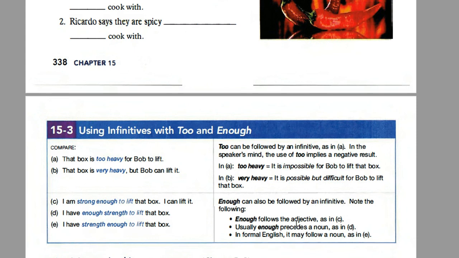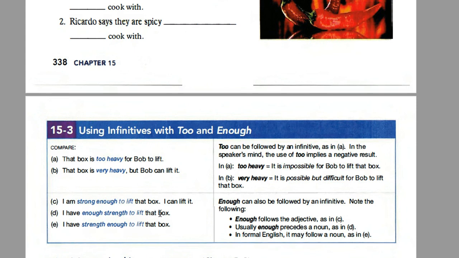Note the following. Enough follows the adjective as in C. So I'm strong, strong, and strength, strength. Here the words are also adjectives, but using enough in either way, preceding or following. So if you look at I'm strong enough, you can see the sequence. The first is the adjective, then enough after the adjective. To lift. I'm strong enough to lift the box. I have enough strength to lift the box.